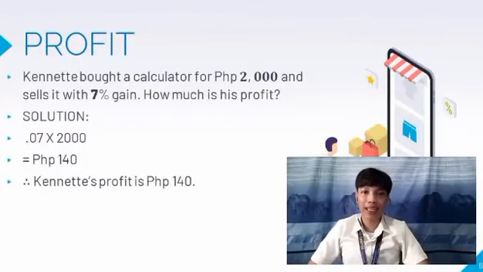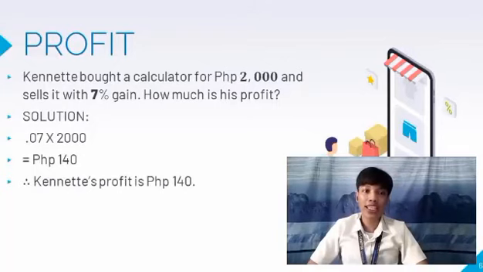Lastly, for the profit, Kenneth bought a calculator for 2,000 pesos and sells it with a 7% gain. How much is his profit? Solution, we convert 7% to decimal, which is 0.07, multiplied by 2,000, is equal to 140 pesos. Therefore, Kenneth's profit in selling his calculator is 140 pesos.